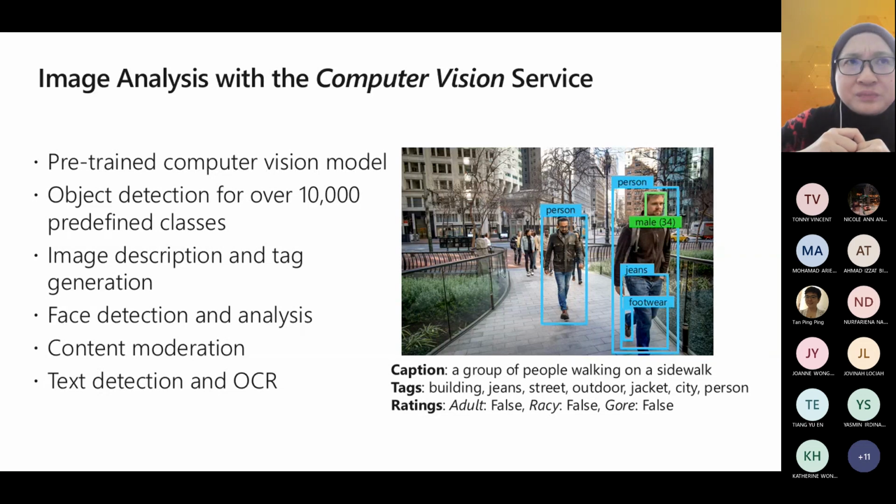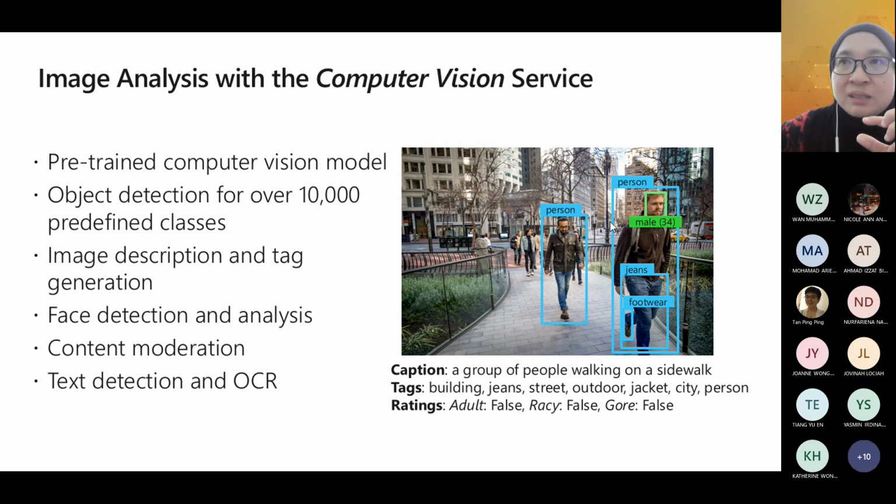Okay, for this example, image analysis. The computer vision service actually provides a pre-trained computer vision model that you can use to analyze images. So this service powered the demonstrations of the previous lessons. This model can detect and locate over 10,000 predefined classes of common objects. It will generate automatic captions for the image and a set of relevant text.